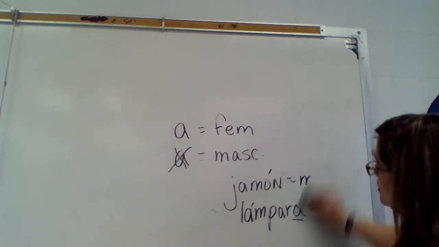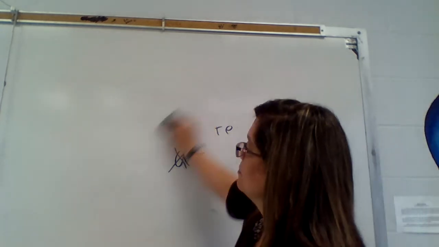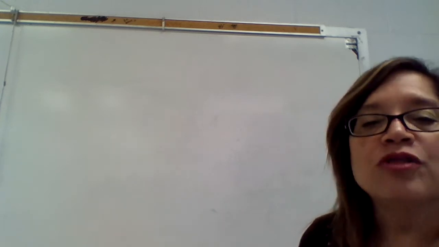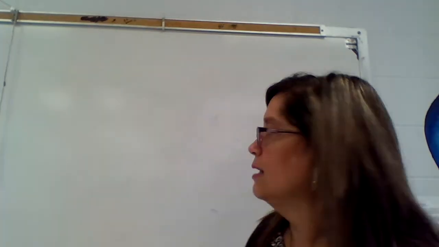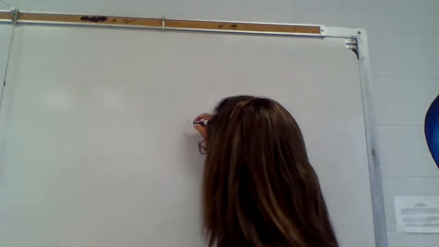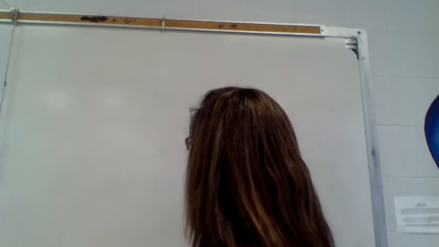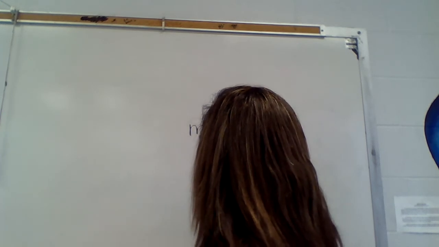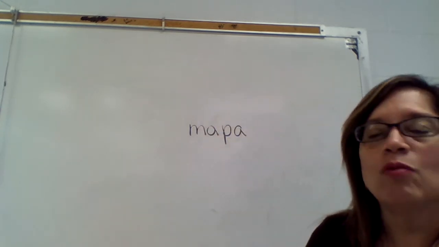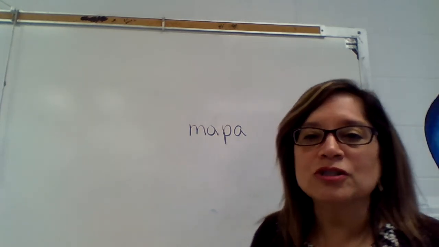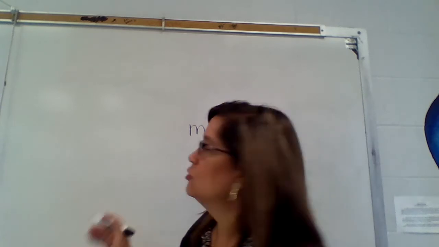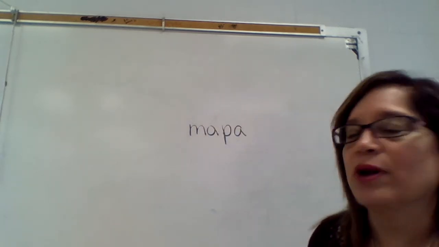Of course, for every rule, there's an exception. In life and in everything, there's an exception. So there will be some words that are exceptions to the rule that do not follow that A and whatever is not an A. As an example, the noun mapa ends with an A. And you say, well, it should be feminine, but it's not. And those are exceptions to the rule. Those you're going to have to memorize.